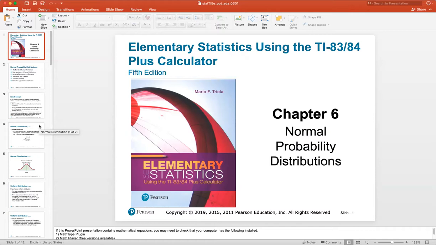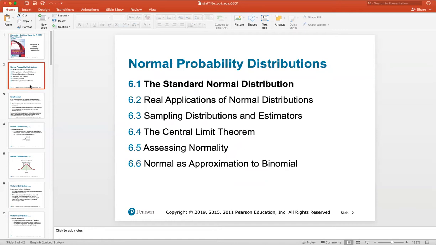For example, if the possible outcomes of an event can be expressed as a time in some time interval, for example 9 a.m. to 10 a.m., then that's an example of a continuous random variable. In 6.1, we're going to study one of the most popular probability distributions with a continuous random variable, which is the standard normal distribution.